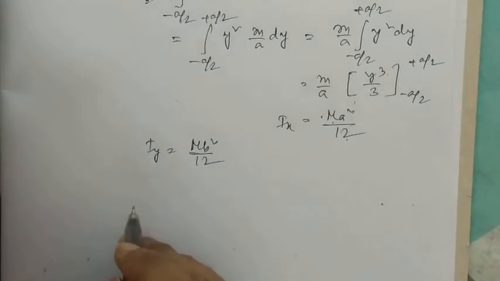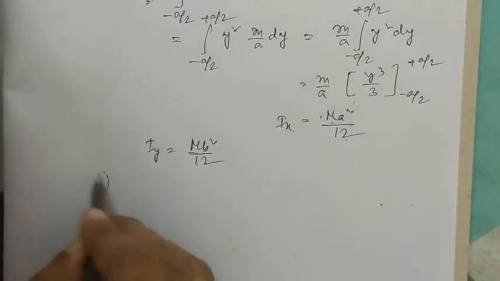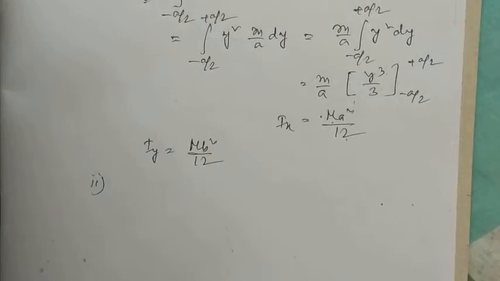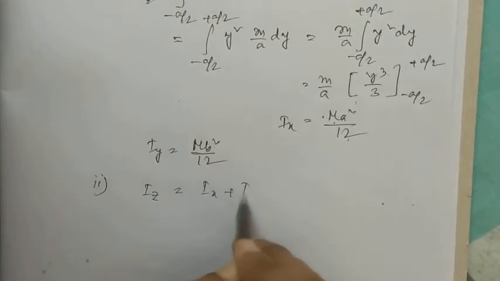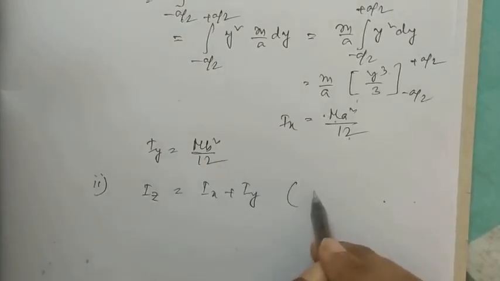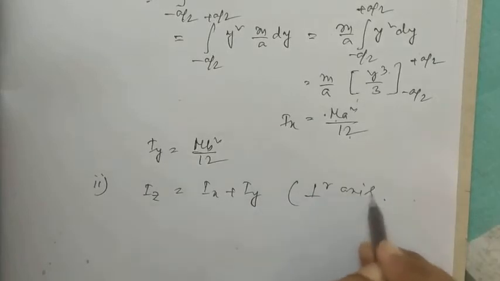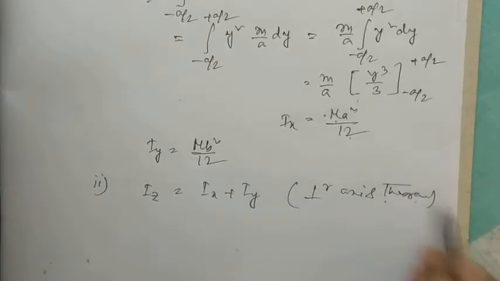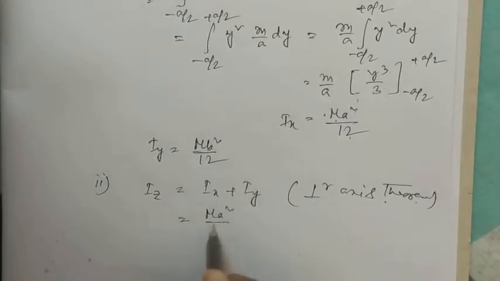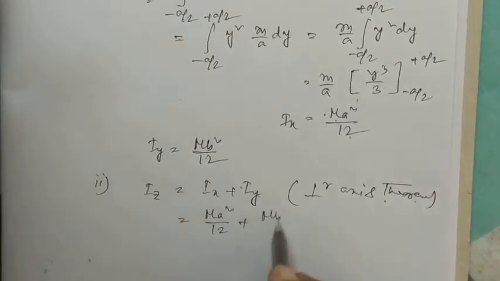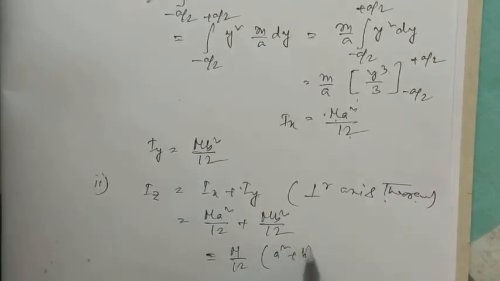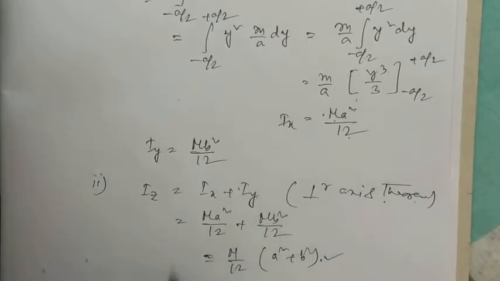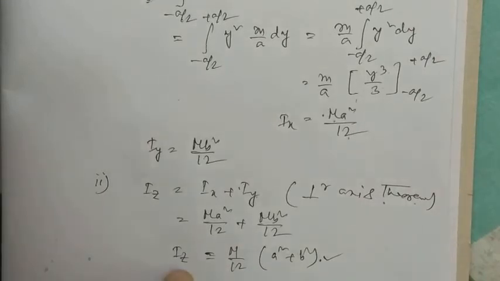Now we can find out the moment of inertia about, suppose, Iz. Now Iz is equal to Ix plus Iy according to the perpendicular axis theorem. So Ix is m a square by 12 and Iy is m b square by 12. If we take m by 12 common from these two, we get a square plus b square. So this is the formula for the moment of inertia of this rectangular lamina with respect to the z-axis.